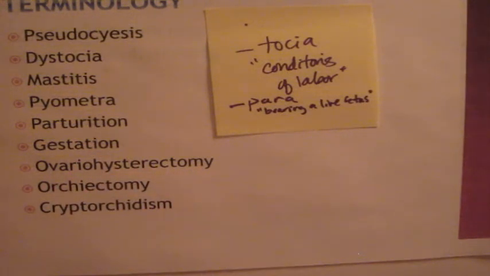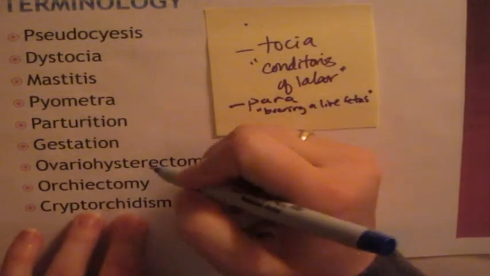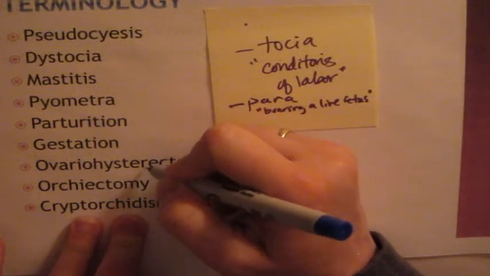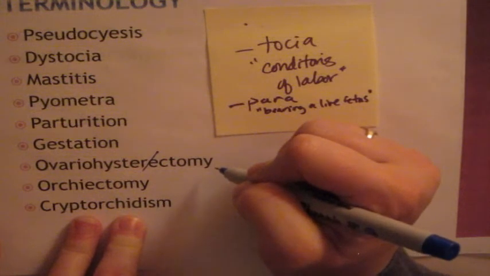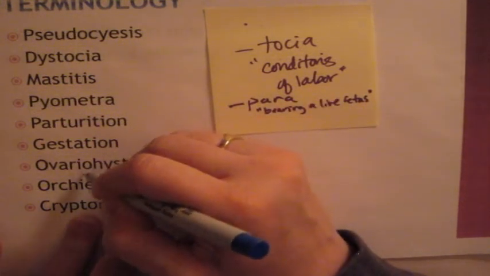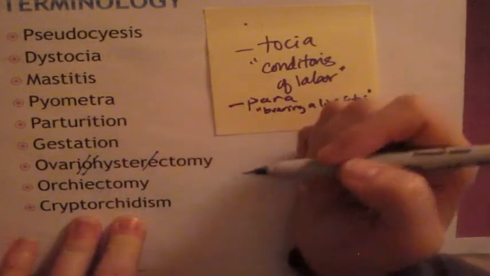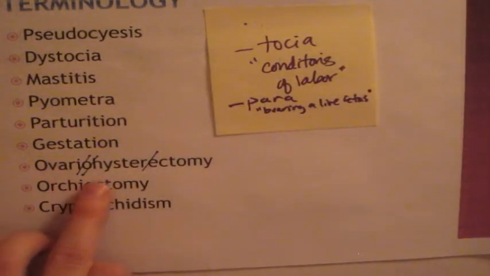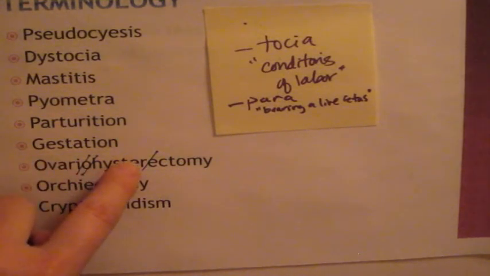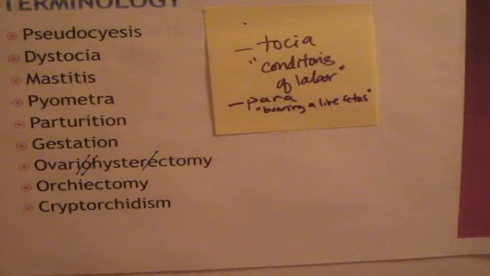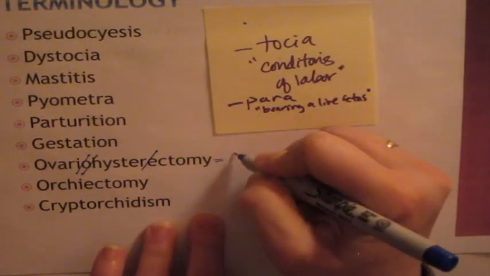Ovariohysterectomy. Alright, this is one that you should definitely start breaking down, and how we do our word breaking down is we start with the suffix ectomy, meaning removal. The combining vowel, so ovariohyster. Those are two root words. Ovario meaning ovary, hystero meaning uterus. So the removal of the ovaries and the uterus. So basically this equals spay.